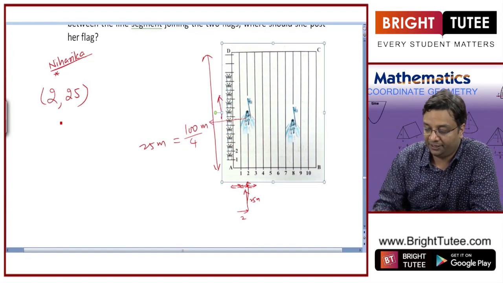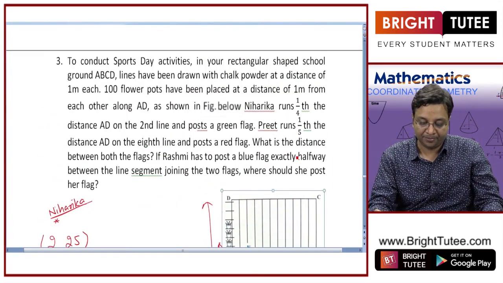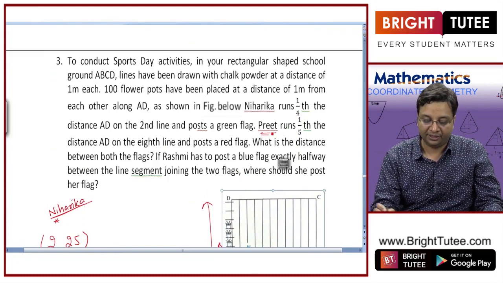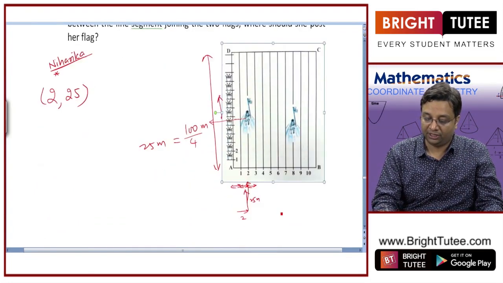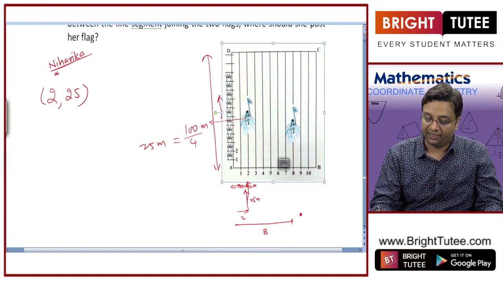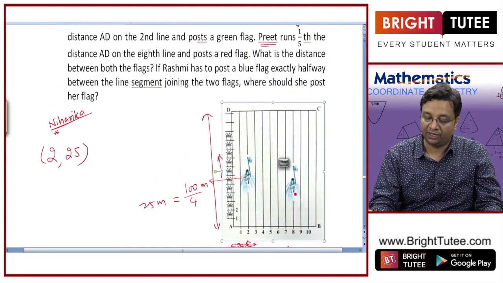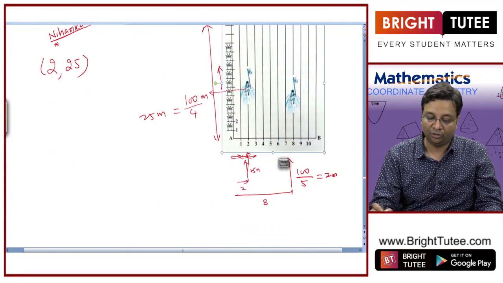Similarly, this second girl, her name is Preet. She runs 1/5 of the distance, right? 1/5 of the distance on the 8th line. So in the horizontal direction she goes 8 meters, and in vertical direction she goes 1/5 of the distance, which is 100 by 5, which is equal to 20.